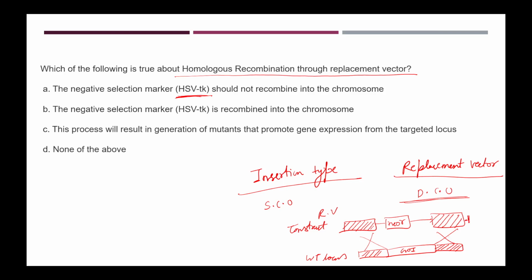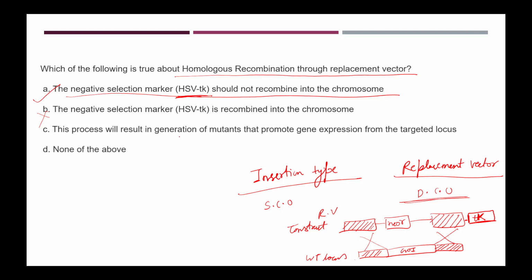So in this kind of replacement vector, we'll keep the negative selection marker outside the homology arm, right? Because you can differentiate between the targeted integration and the random integration. If the cassette gets integrated randomly at some place, then this negative selection marker will also be there. That is why in the true HR mediated replacement vector, the negative selection marker should not recombine into the chromosome. Then automatically this option is wrong.